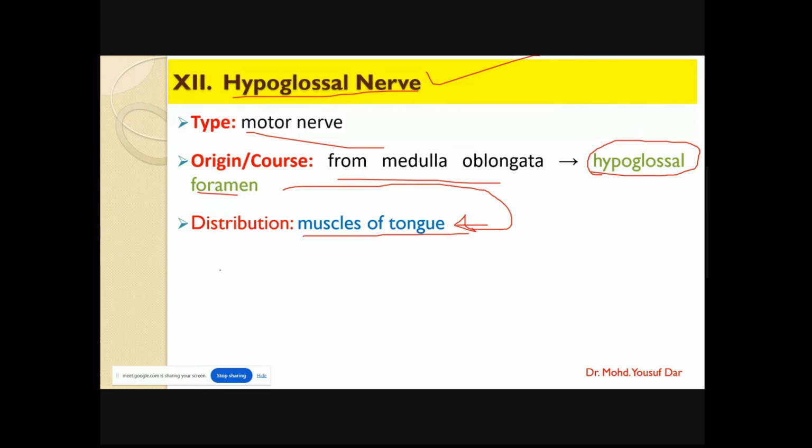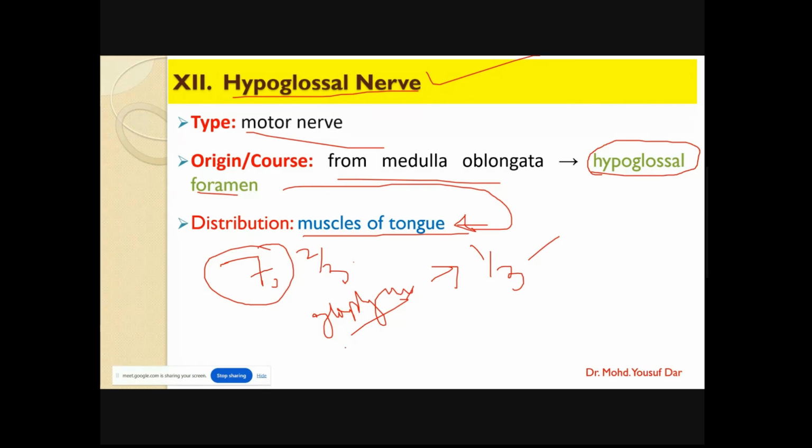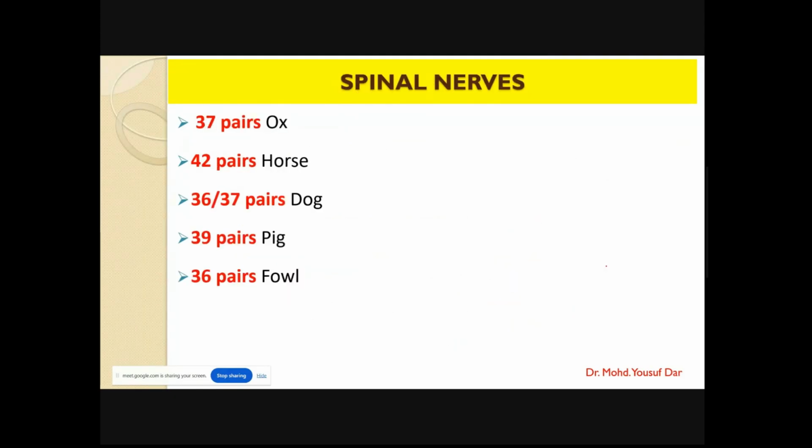For the tongue, the seventh nerve, the chorda tympani branch, supplies the anterior two-third of the tongue. Then the eighth, the glossopharyngeal, supplies the posterior one-third of the tongue. Then the 12th one, the hypoglossal nerve, also supplies the muscles of the tongue. So these are the three nerves that supply the tongue. Remember these three. So this was all about the cranial nerves.